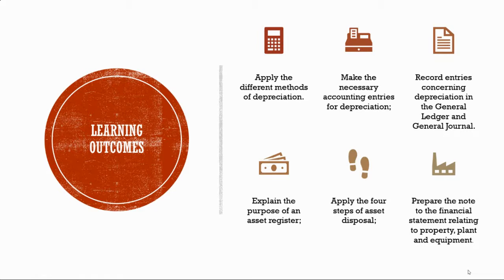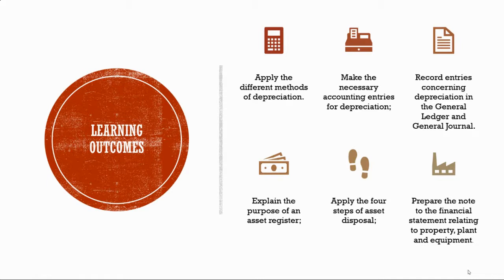Then you need to make the necessary accounting entries for the depreciation. So once you've done the calculation, how do we actually record it into our accounting records? This generally takes place through our general journals. Then you record the entries of the depreciation in the general ledger and general journal. Those entries are accounted for in your general ledger account, your T account, and your general journal is how you bring them into your T account.